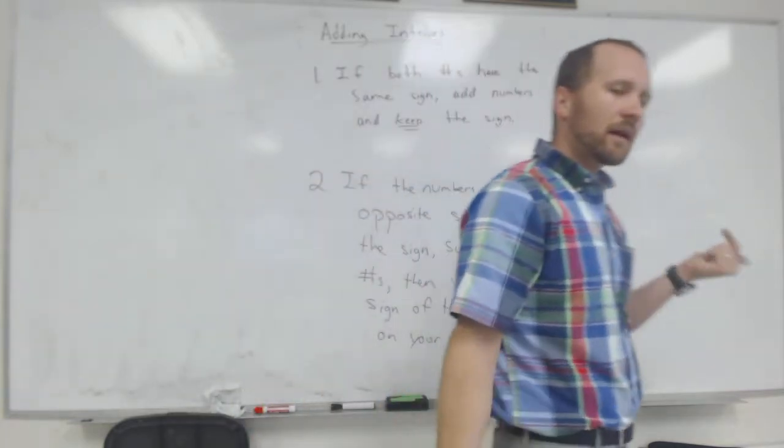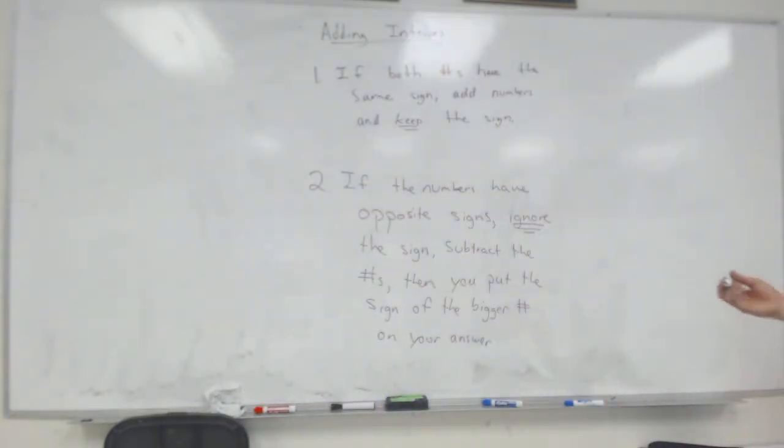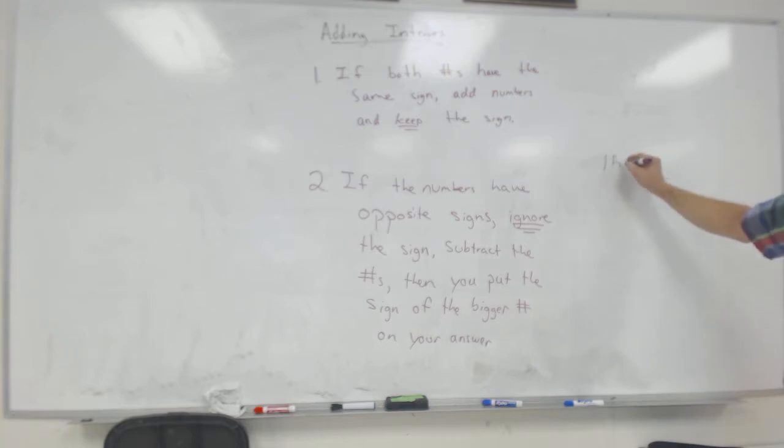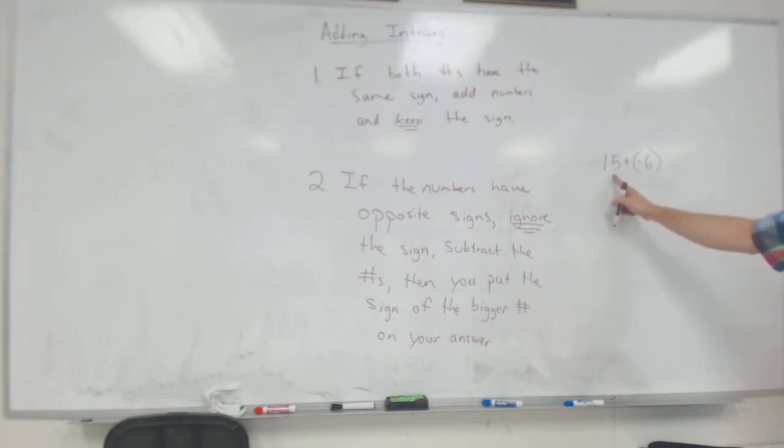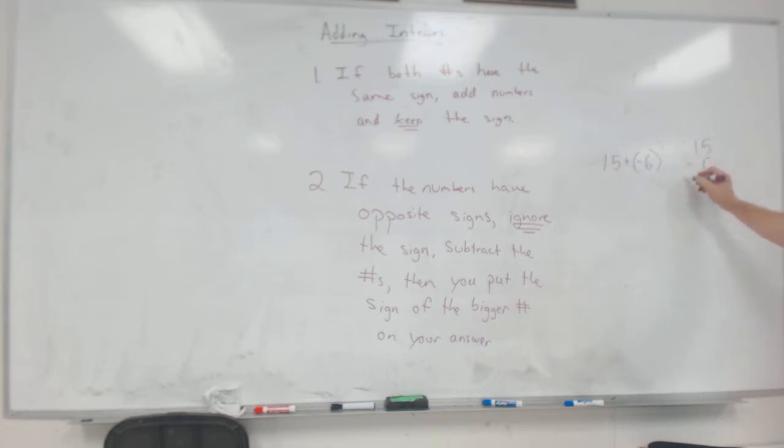And again, some of this you already know how to do, right? If I had 15 plus negative 6, I'm just simply subtracting 6 from 15. 15 plus negative 6 is 15 minus 6, which is 9. So this would be 9.